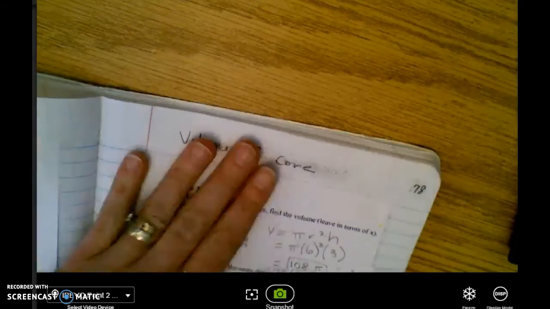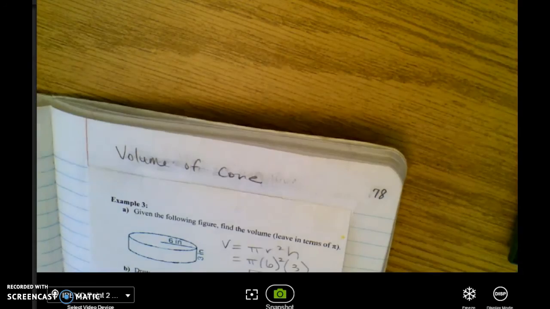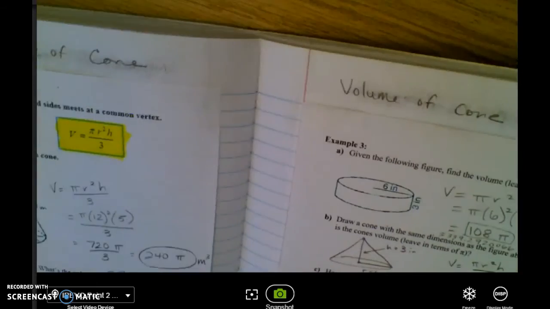Now take a minute and make sure that you have your table of contents filled out. Make sure you have your page numbers and your titles and your notes completely taped into your notebook.